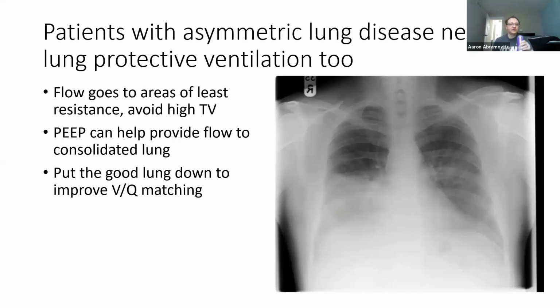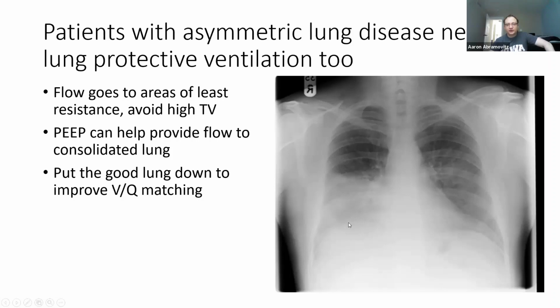Patients with asymmetric lung disease, this is a pretty dense right lower lobe pneumonia here. They need lung protective ventilation in the sense that you want to avoid very high tidal volumes. Even though this isn't ARDS, you want them more on the 6 to 7 mL per kg side, ideal body weight for tidal volumes, because the flow is going to go to the areas of least resistance, which means that the good lungs will get a disproportionate amount of the tidal volume, and that can cause volume trauma.